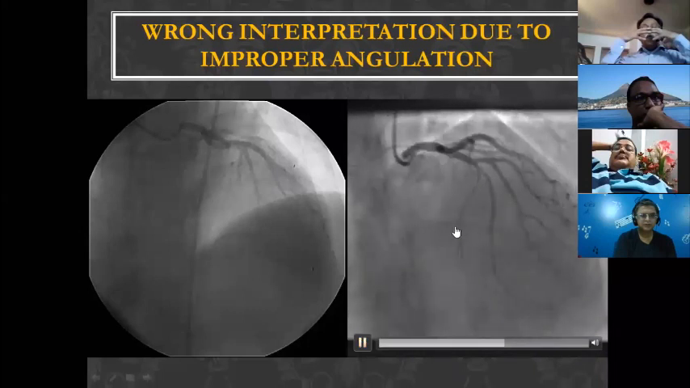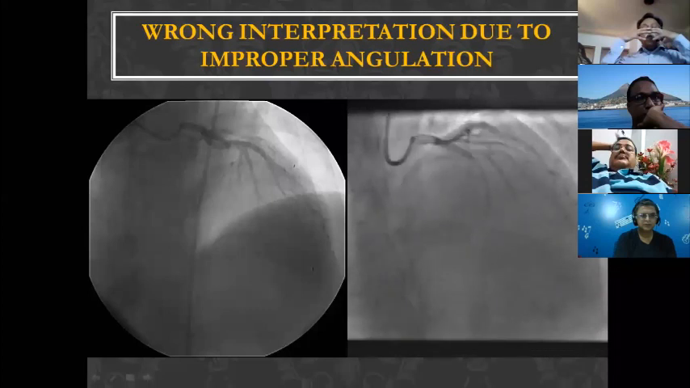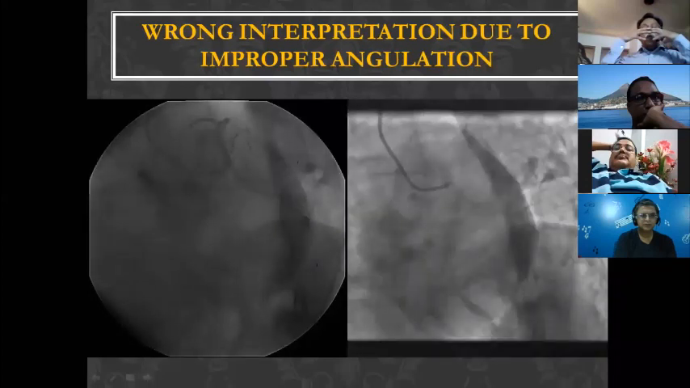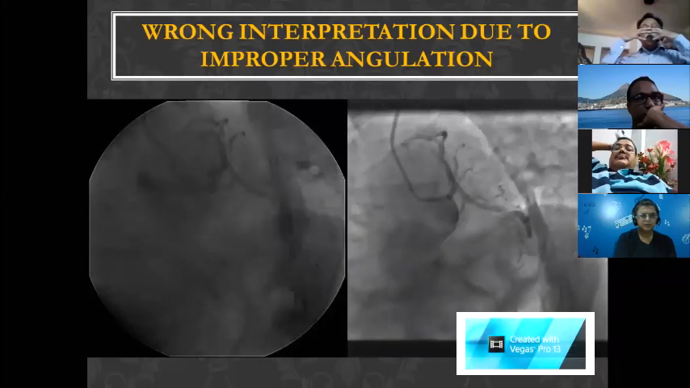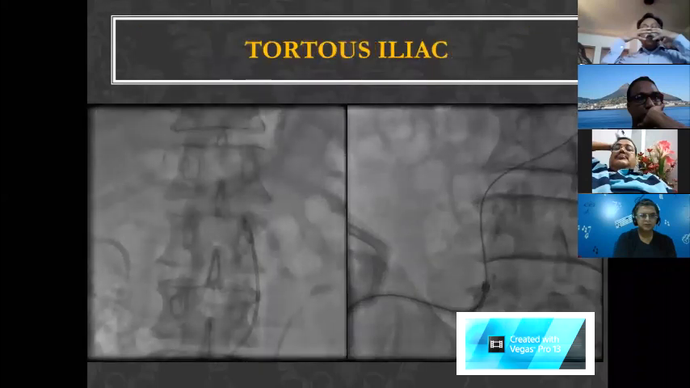It is well visualized. It is not 100% blocked. So this is another view, circumflex, and the caudal view. So this is the importance of taking multiple views for the coronary arteries.